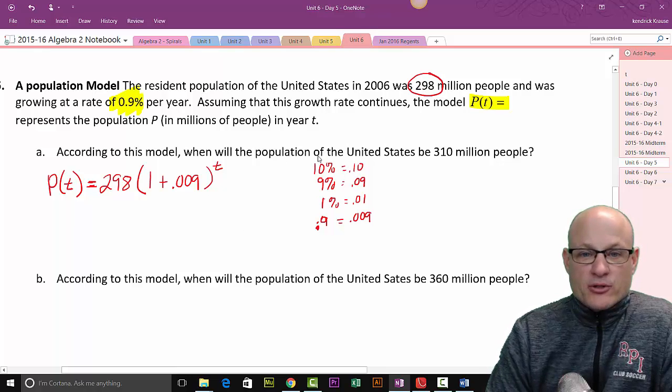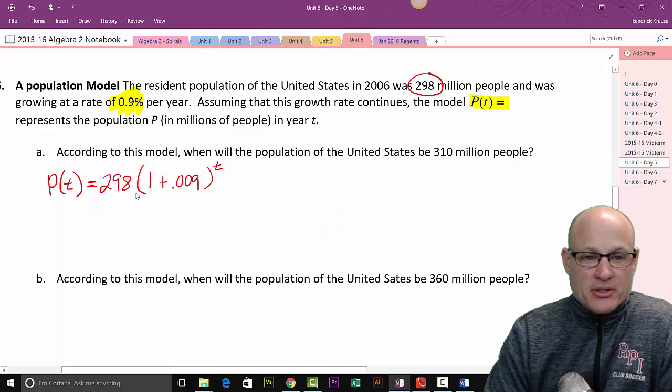All right. So when will the population of the United States be 310 million? So what we want to do is figure out when will it be 310 million.